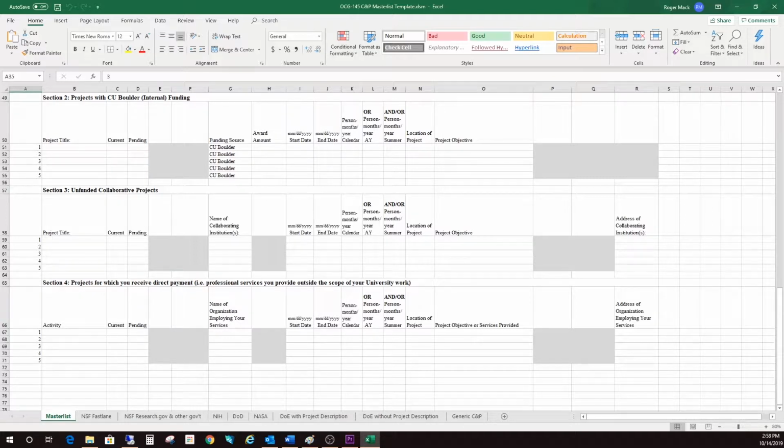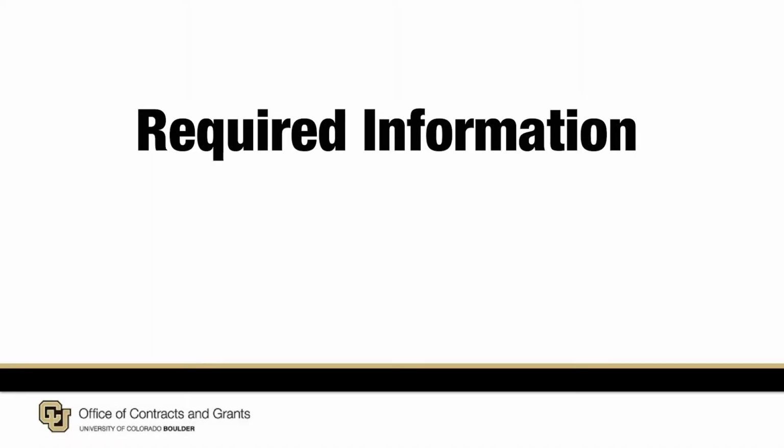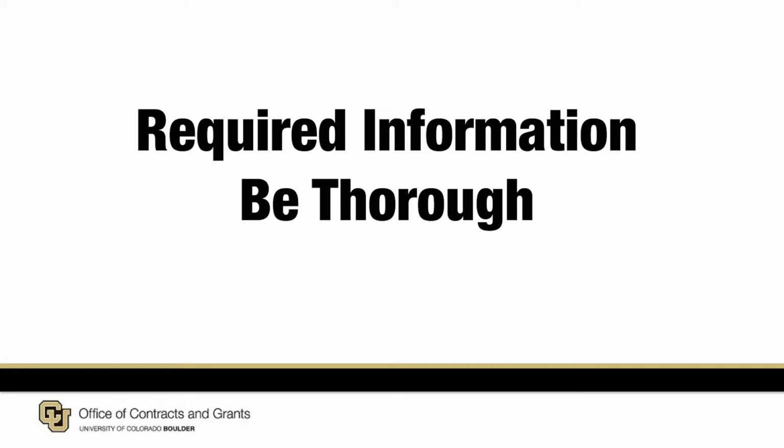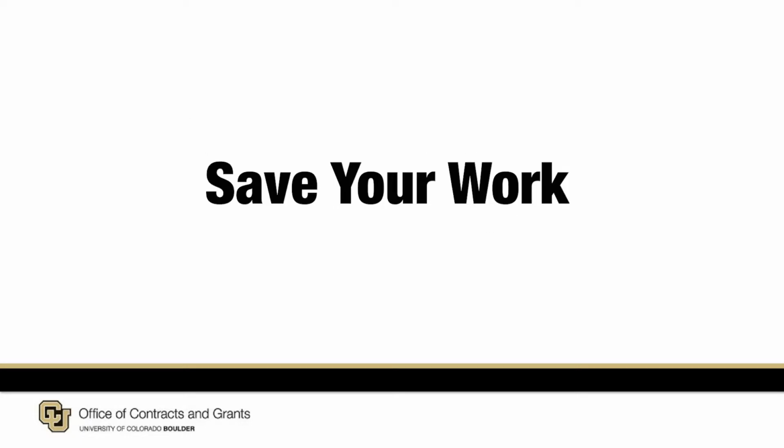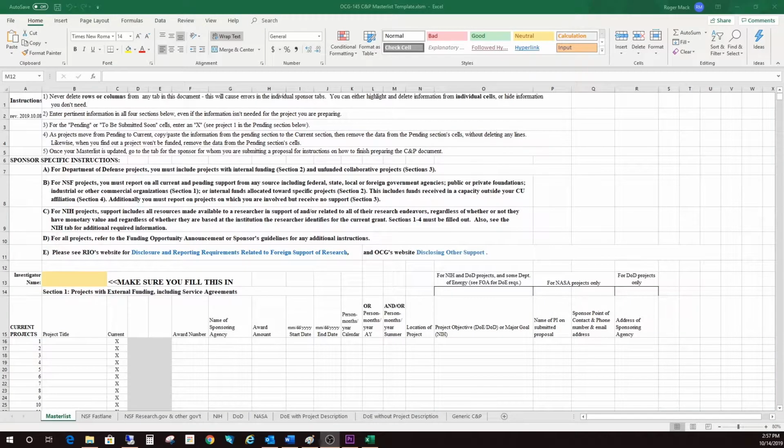Please note that some of these sections may be different from what you're used to seeing. However, federal sponsors have made it very clear in recent months that this information is required, and failing to provide it may be seen as providing fraudulent information. Once you've added all of your project information on the Master List tab, save your workbook.